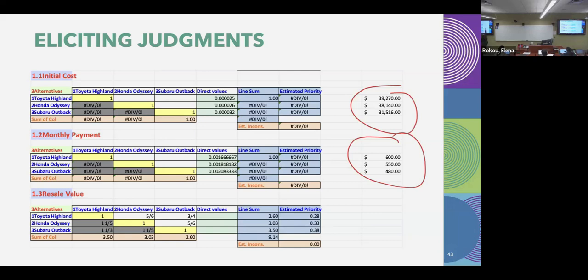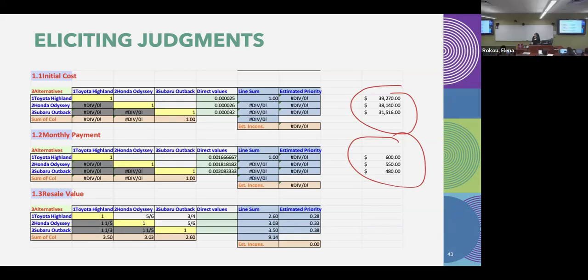And for that reason, instead of putting the 39,000 in the price, I put 1 over 39. If I put those numbers, then the priority would go to Toyota Highlander. That is the most expensive. I don't want to give it the highest priority. It's expensive. It should get the lowest priority. Same thing with the monthly payments.